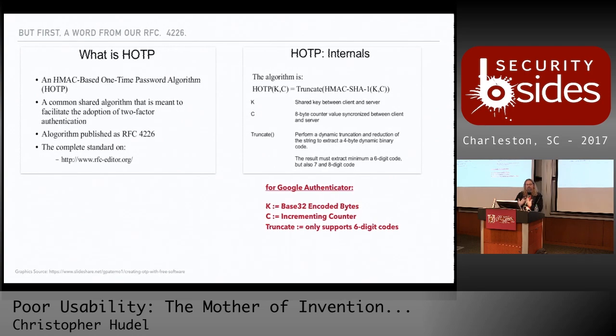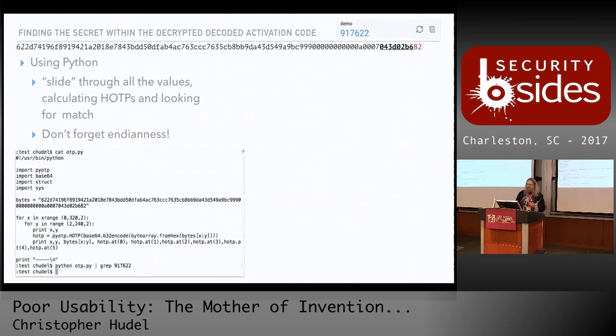And then we want to make this work in Google Authenticator, so we have to do a little more. The key has to be base 32 encoded, that's good to know. And the C is the incrementing counter, that's just a number. And truncate: Google Authenticator, while completely compliant with the standard, actually only supports the 6-digit version of these codes. So that's just stuff I need to be aware of. So now I want to say, how can I generate these tokens?